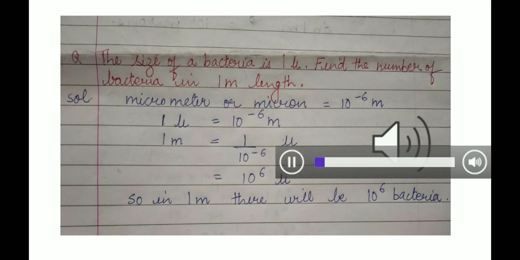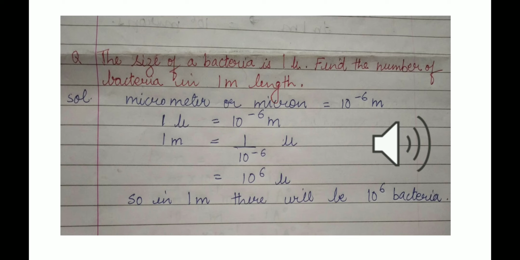Okay, so we have another question here. The size of a bacteria is 1 micron. Find the number of bacteria in 1 meter length. So micrometer or micron I mentioned is 10 to the power minus 6 meters. So 1 micron is equal to 10 to the power minus 6 meters. So 1 meter will be 1 upon 10 to the power minus 6 microns. That becomes 10 to the power 6 microns. So in 1 meter, we will have 10 to the power 6 bacteria. So we go to the next numerical.